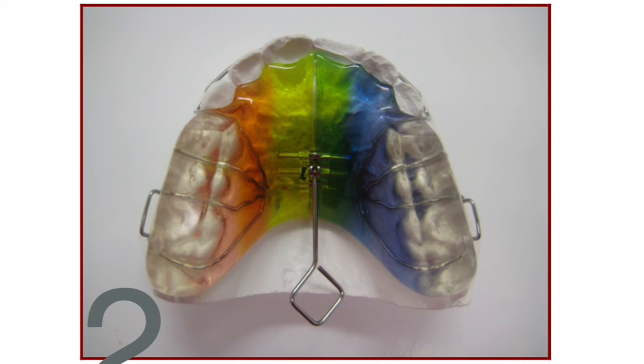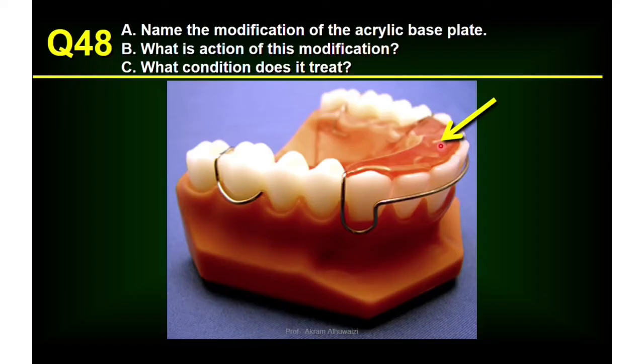We can see there is a blue arrow in this appliance. The key should be given during issue, and good instruction on turning the screw for arch expansion is given to the patient. Name the modification of the acrylic base plate. This is an upper removable appliance with a flat anterior bite plane. What is the action of this modification? The flat anterior bite plane is used to disengage the occlusion. Therefore, it allows the lower molars to erupt, and it will allow some intrusion of the lower incisors. What condition does it treat? It treats deep bite and increased curve of Spee of the lower arch.